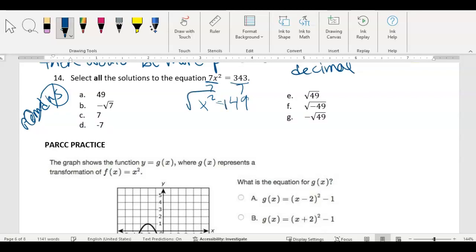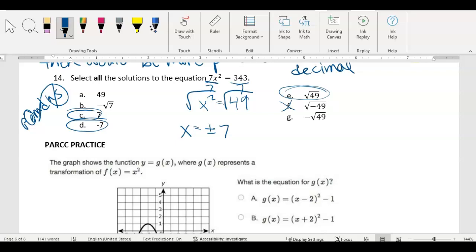So I'm going to take the square root of both sides, and I will get x equals plus or minus 7. So we can write x equals positive or negative 7. Either of those would work. We can also write it as the square root of 49. We cannot write it as the square root of negative 49, because we cannot take the square root of a negative number. That does not give us a real number.